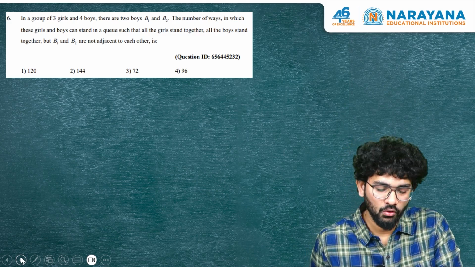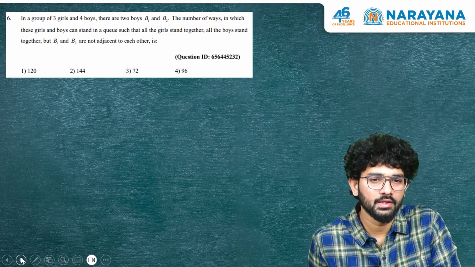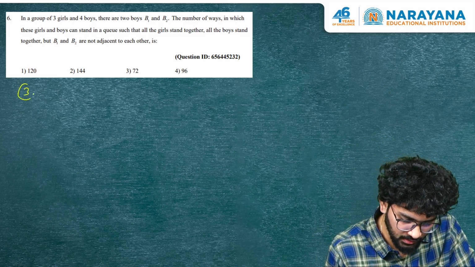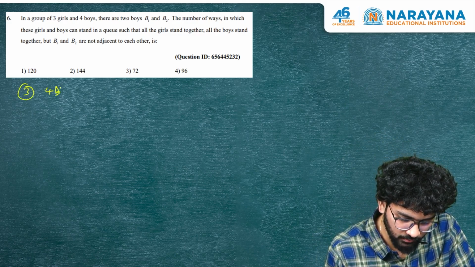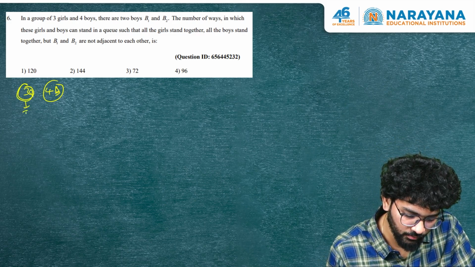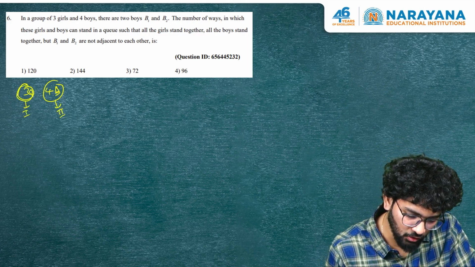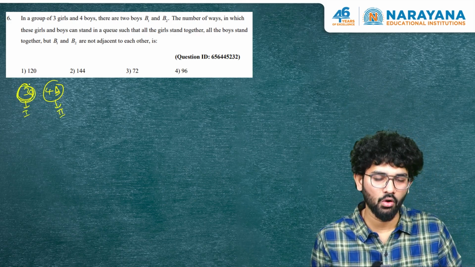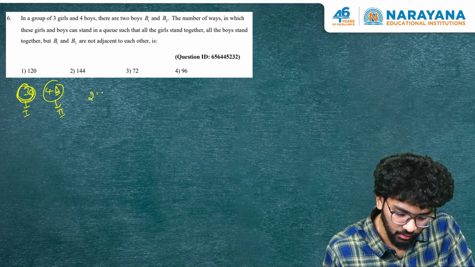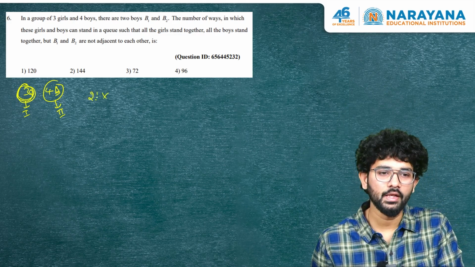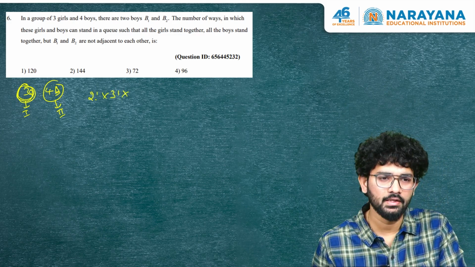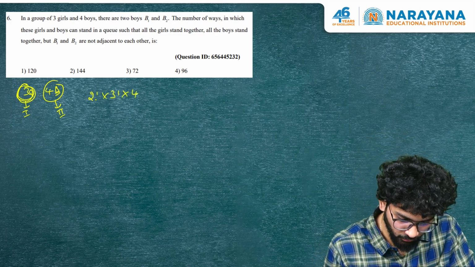So first we will take the total cases of girls together and boys together. How many girls are there? 3 girls are there and 4 boys are there. Let us take this as one group and this as the second group. These all 3 girls, let us take as one object, all 4 boys as one object. Now to arrange these two objects, 2 factorial, into the internal arrangement of girls, 3 factorial, and the internal arrangement of boys, 4 factorial.